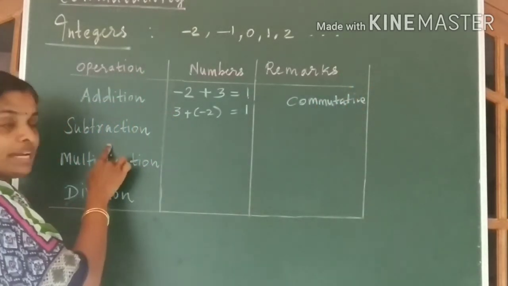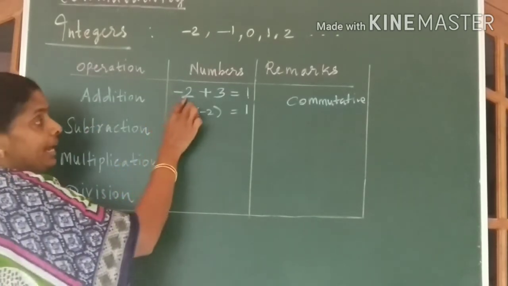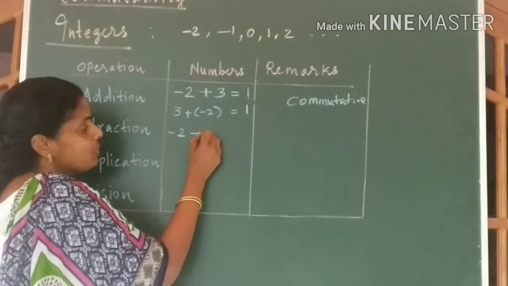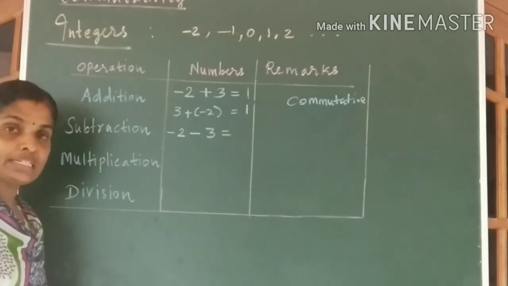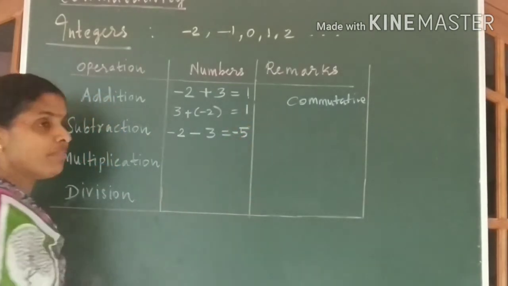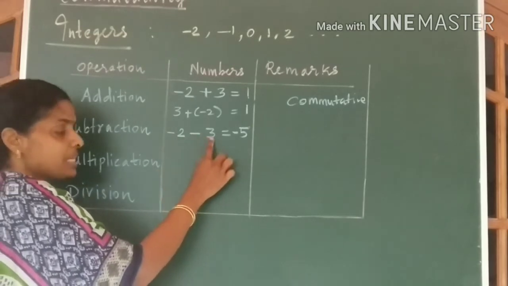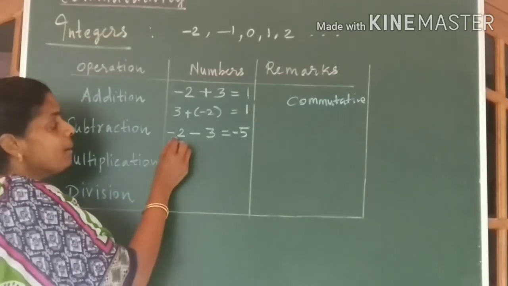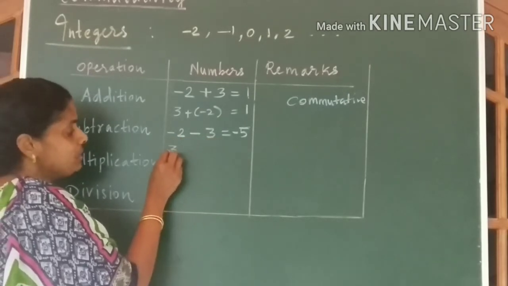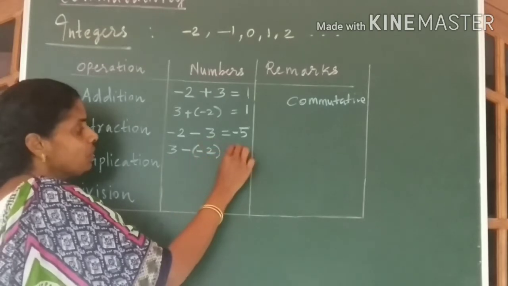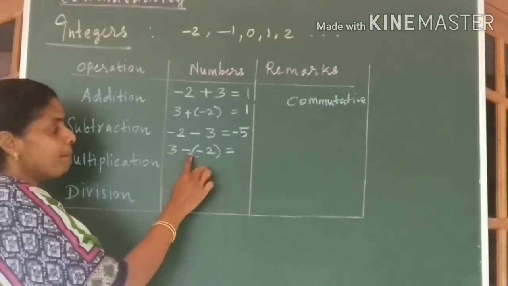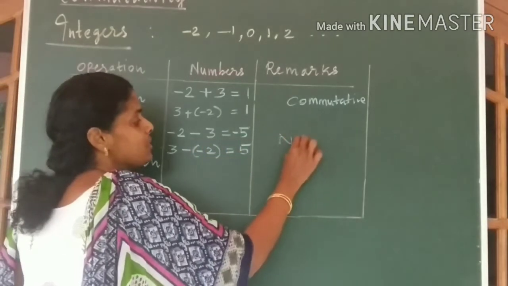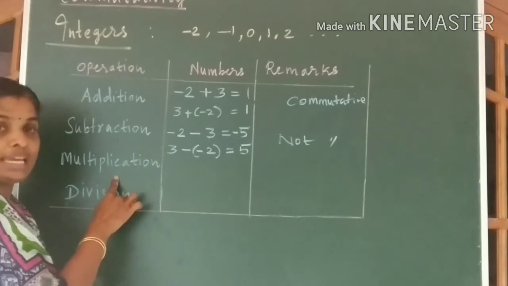Come to the second idea, subtraction. Take the same two numbers. I took minus 2 from which I am going to subtract 3. From minus 2, if you subtract 3, what do you get? You get negative 5. Same sign for both numbers, so add and write the same sign. Now let us subtract minus 2 from 3. You get 3 plus 2, which is equal to 5. So subtraction is not commutative.